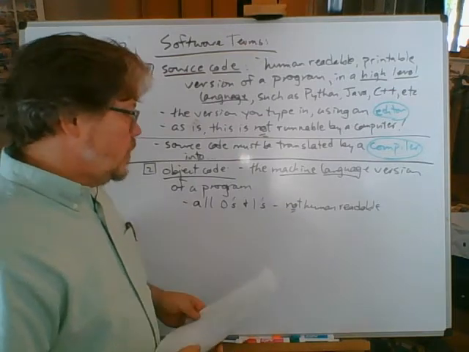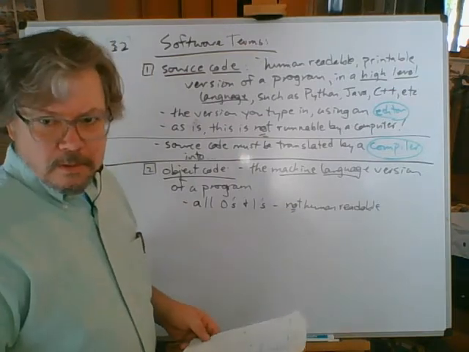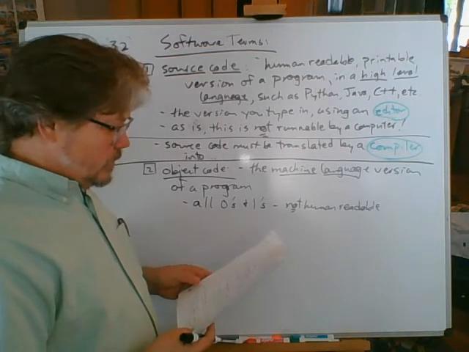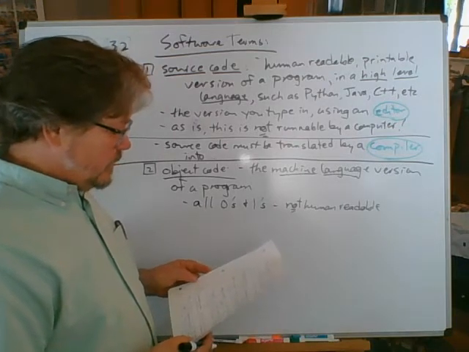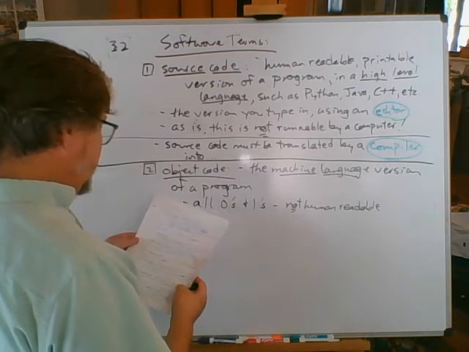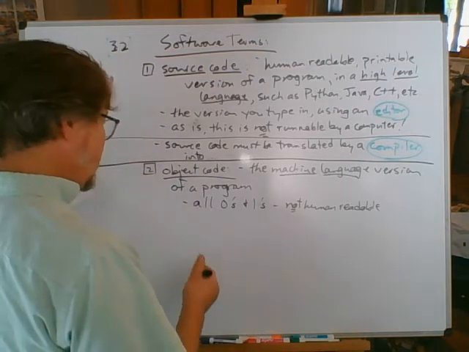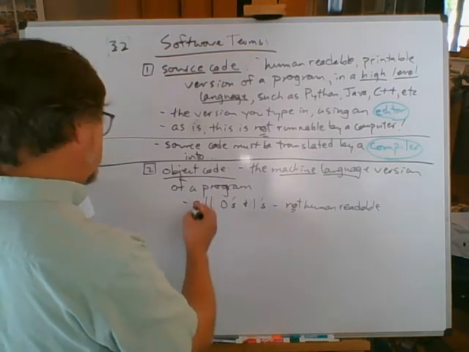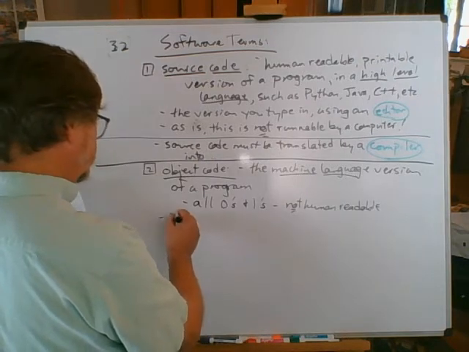All zeros and ones, not human readable. I mean, it's all we can do to figure out what numbers they are, even if we know in advance its number. But it is computer readable. And I don't know why I have this as a note. I guess I'll make a bullet point that's also a note.